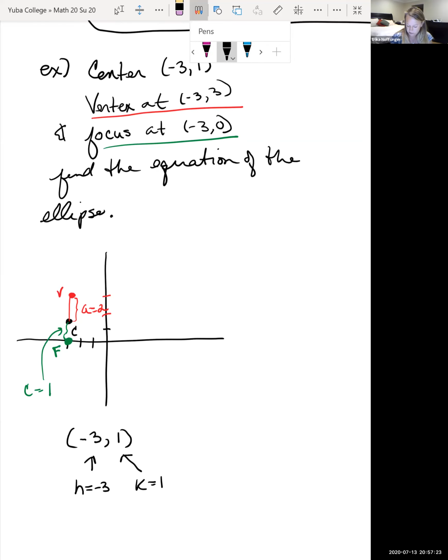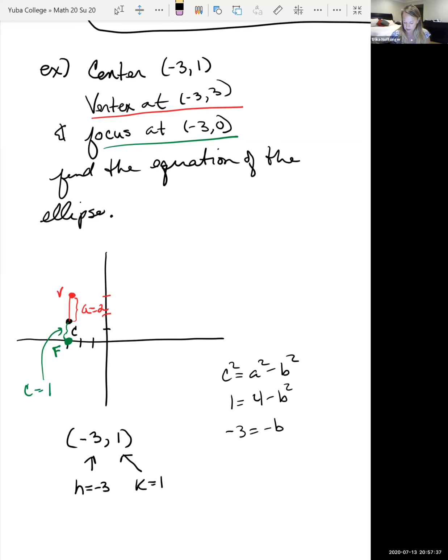C squared equals A squared minus B squared. So we got C squared is 1 equals 2 squared is 4 minus B squared. Subtract 4, we get -3 equals -B squared. Divide by -1, B squared equals 3. So B is √3. Although for our equation, we don't need to know that.